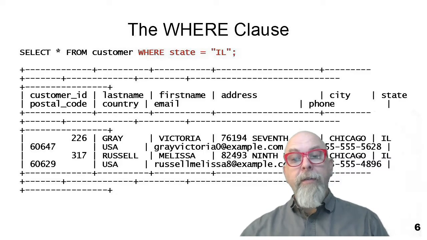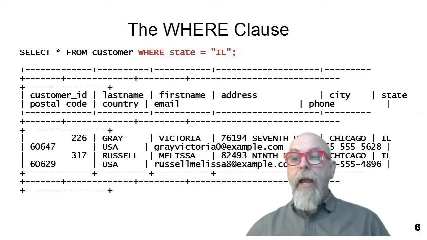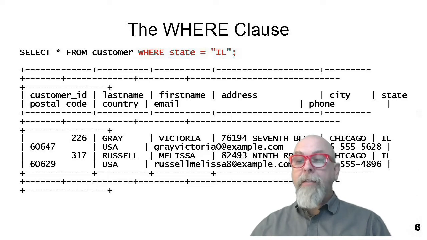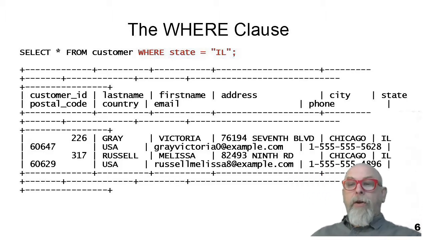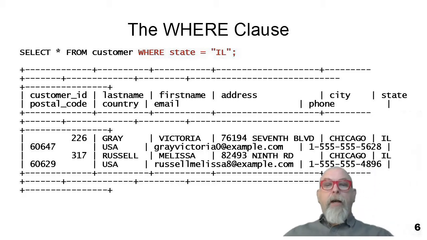For instance, there are a whole lot of customers in the customer table, but in this select, I say, well, just show me all of the columns for the customers that live in the state of Illinois. So I just say select star from customer where state equal the string IL. And every row that has the state IL is returned. You can see that it returned 2 rows here: Victoria Gary and Melissa Russell, both of them living in different parts of Chicago.